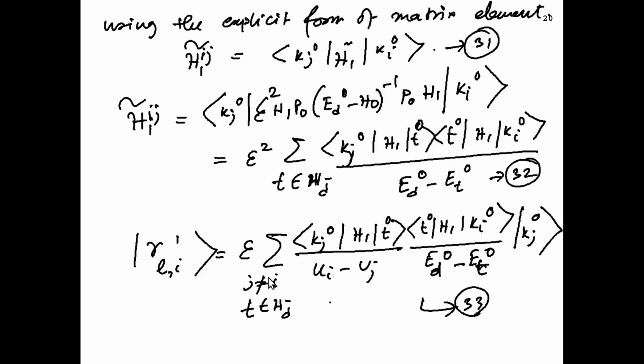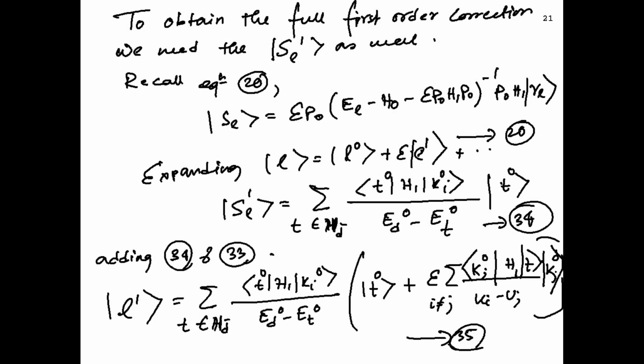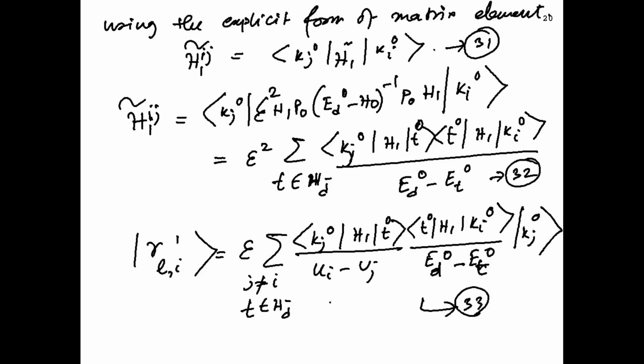So, when I plug that back in the previous formula, I get the first correction, which is equation 33. It is epsilon times a sum over all these terms, and in the denominator you have U_i minus E_j, and E_D0 minus E_t0 and so on. So, equation 33 is the first correction in the formal setting for a generic problem, when the first order perturbation, when the H1, lifts the degeneracy.